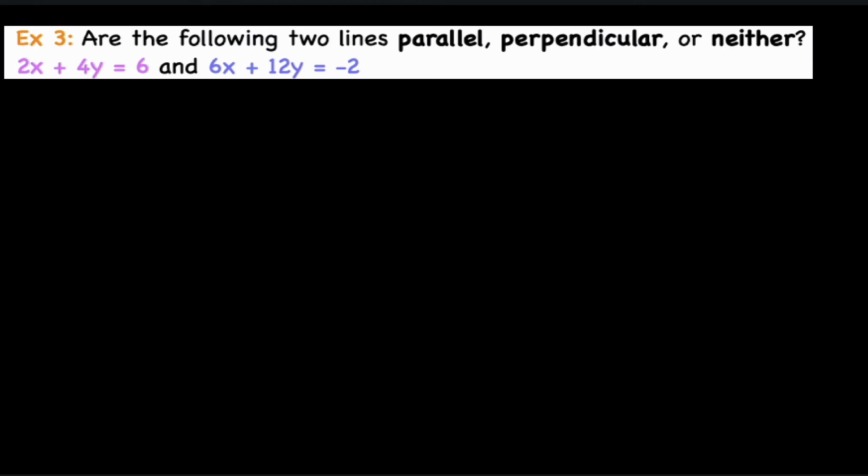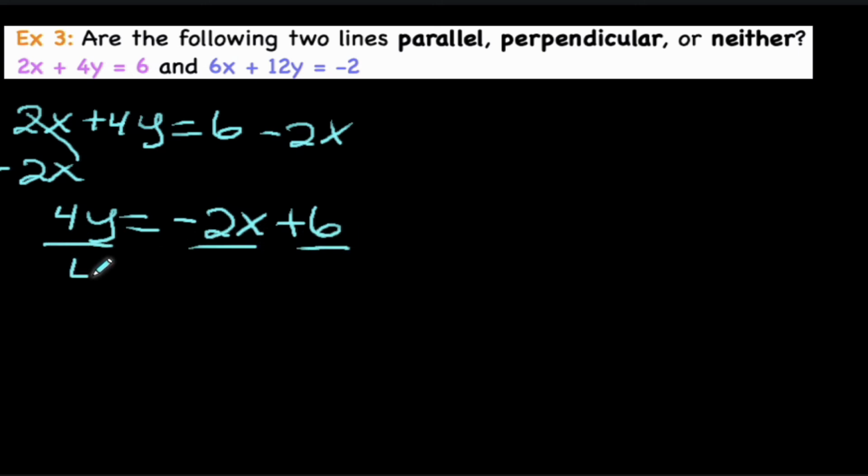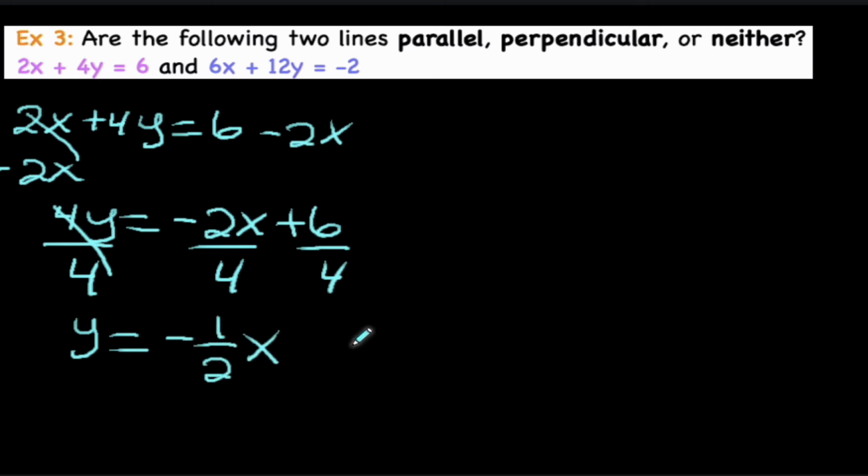Okay, so for example 3, we're going to do the same thing. So we have 2x plus 4y is equal to 6. Subtracting 2x from both sides. So we have 4y is equal to negative 2x plus 6. Divided by 4. 4 is canceled, so we have y equals, and simplifying is negative 1/2 x plus 3/2. So far we have our slope of negative 1/2.